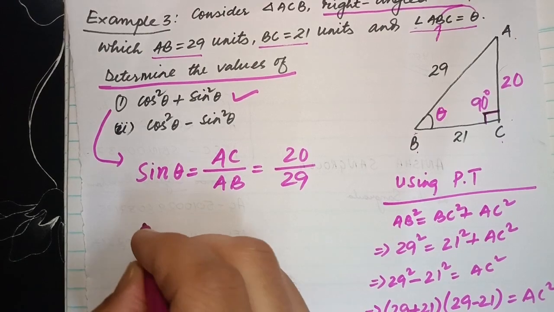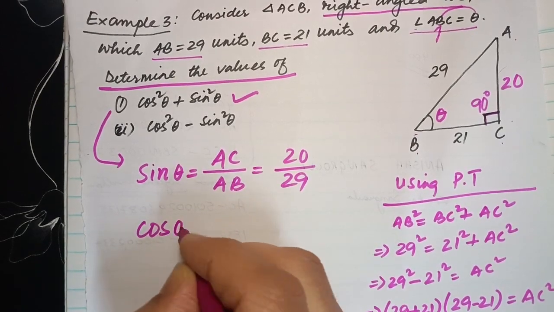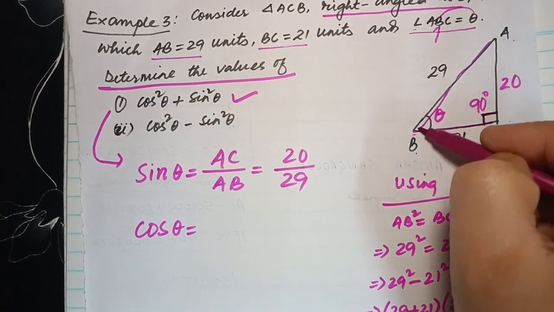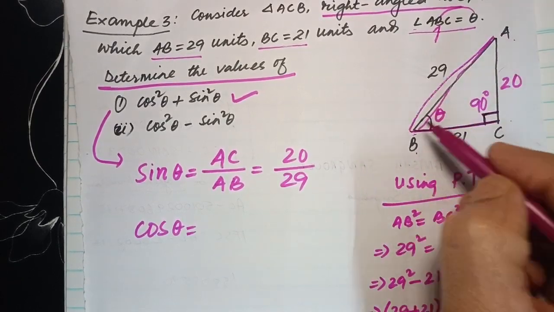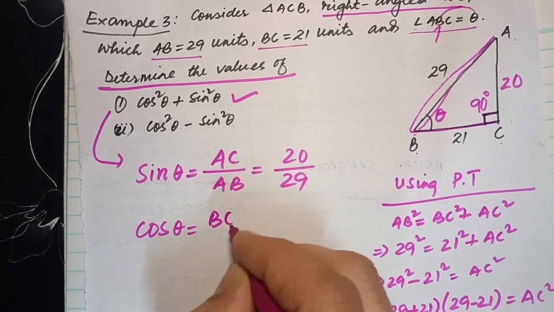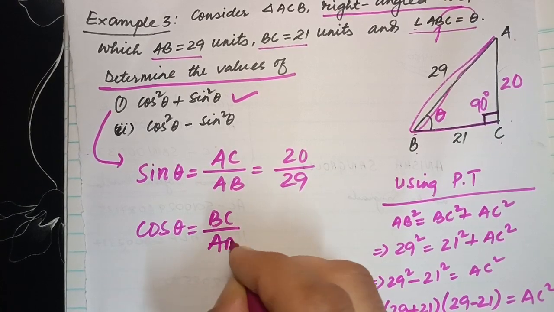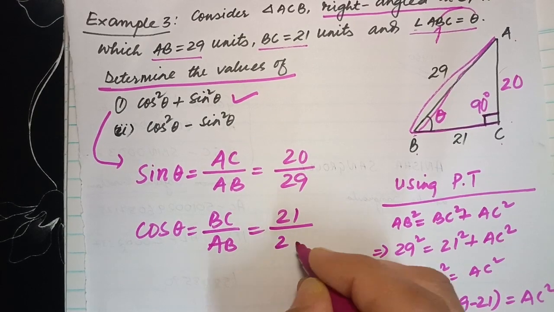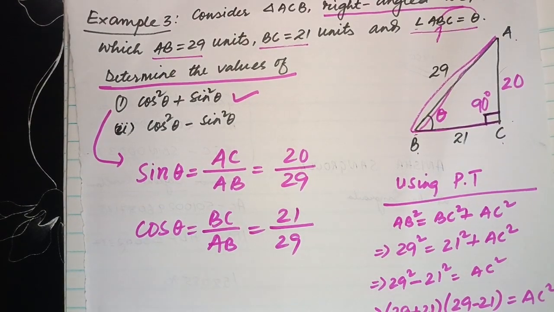Now let us find cos. Cos theta is your base by hypotenuse. What is your base? BC. What is your hypotenuse? AB. What is the value of BC? 21. What is the value of AB? This is 29. Alright.